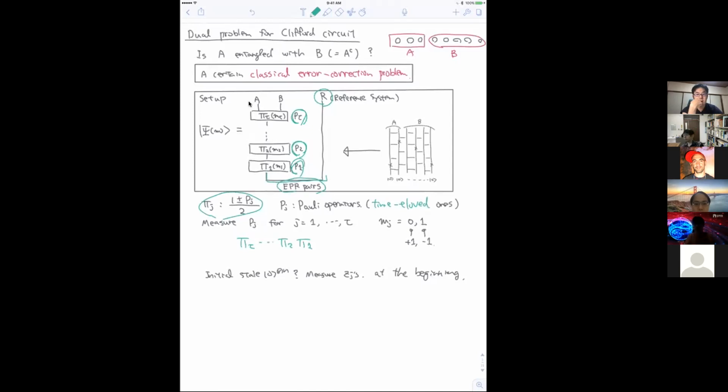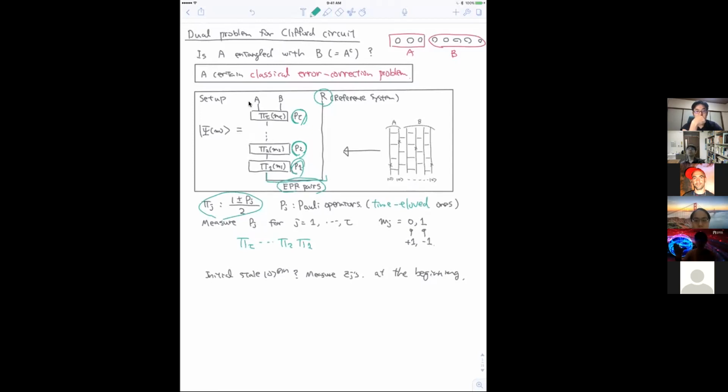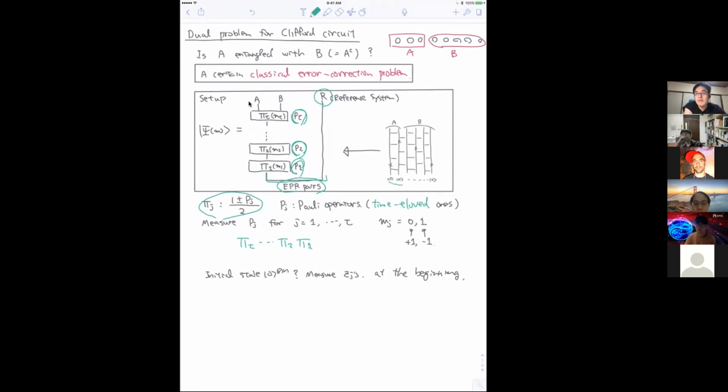Now, what I claimed up to this point is completely general. P1, P2, and so on can be arbitrary Pauli operators. It could be a one-body operator, three-body operator, 100-body operator, it doesn't matter. But in most of the previous literature, people study the case with this circuit with two-qubit Haar random unitaries or random Clifford unitaries, and yeah, people study those cases.